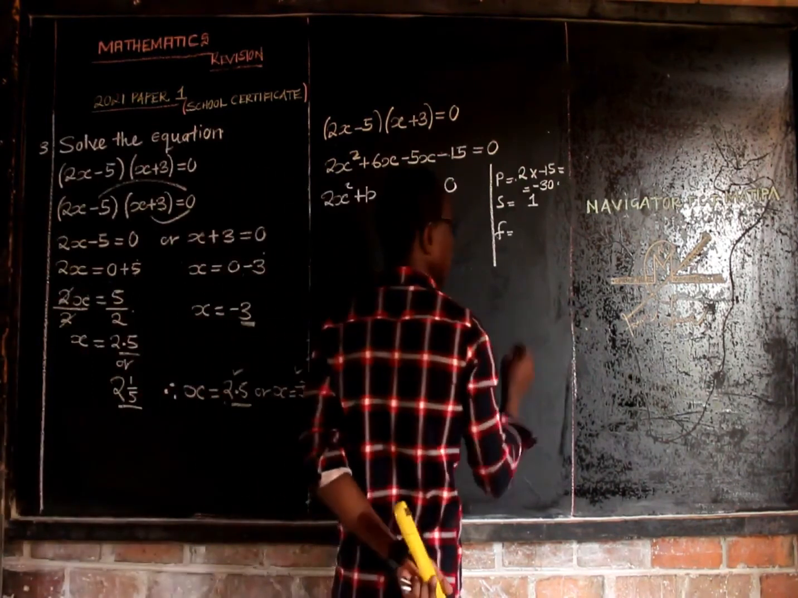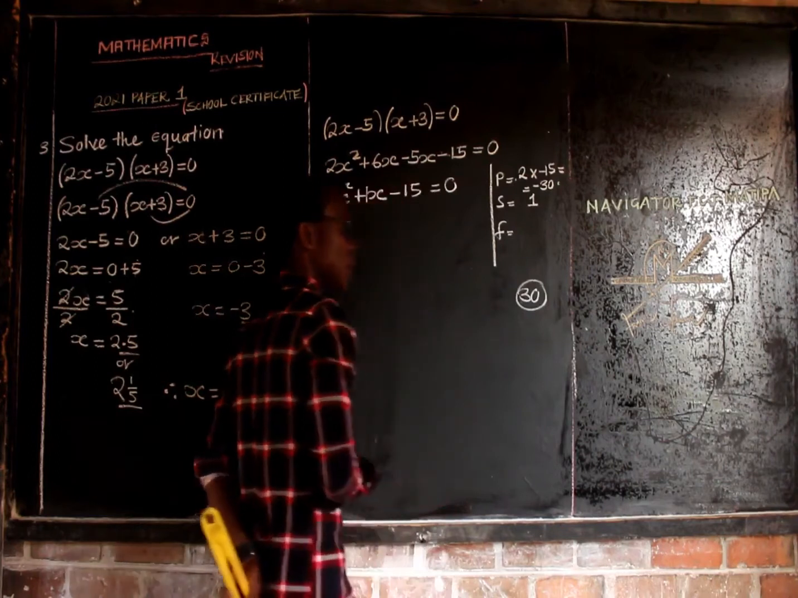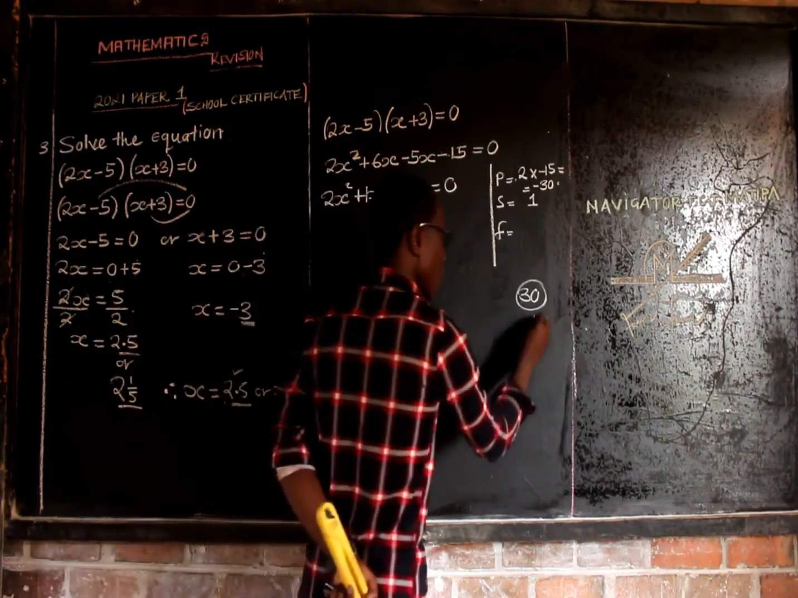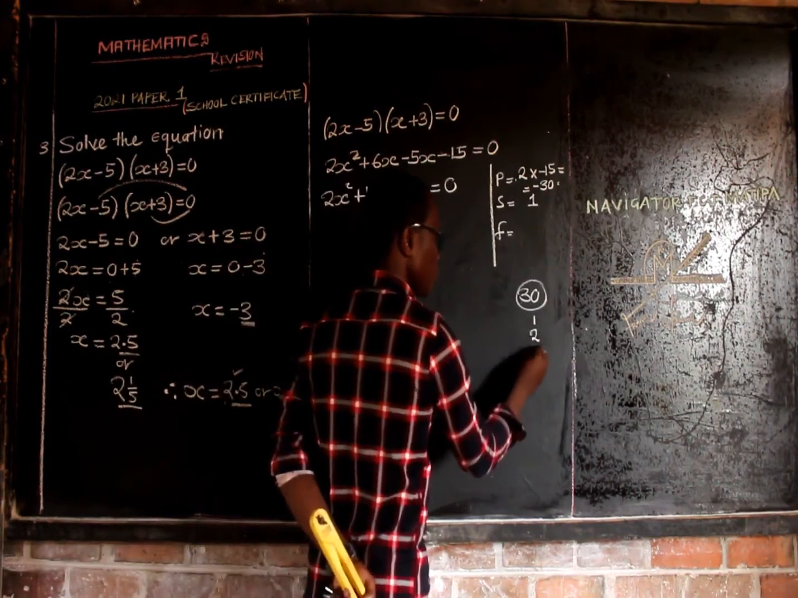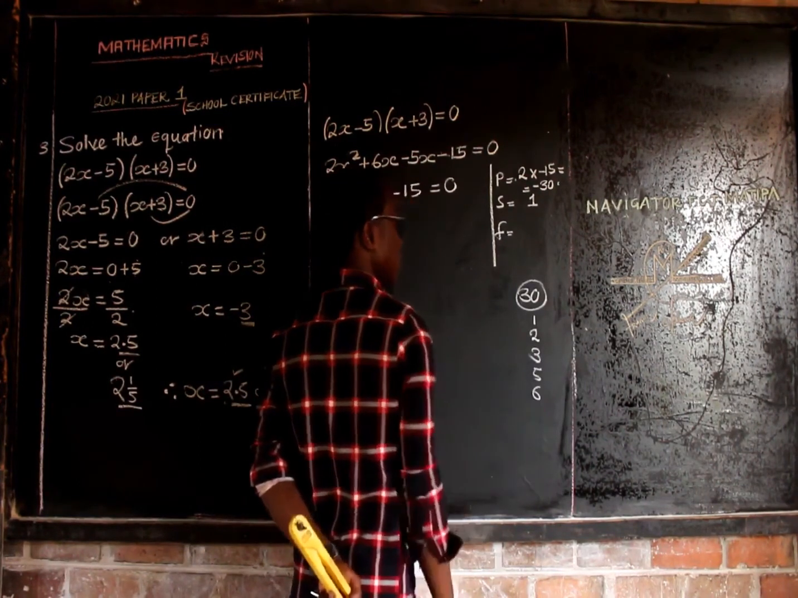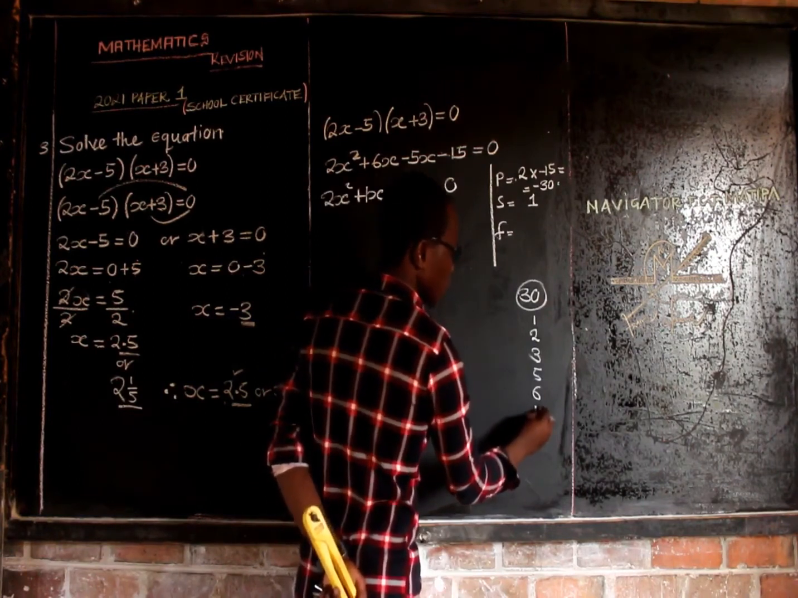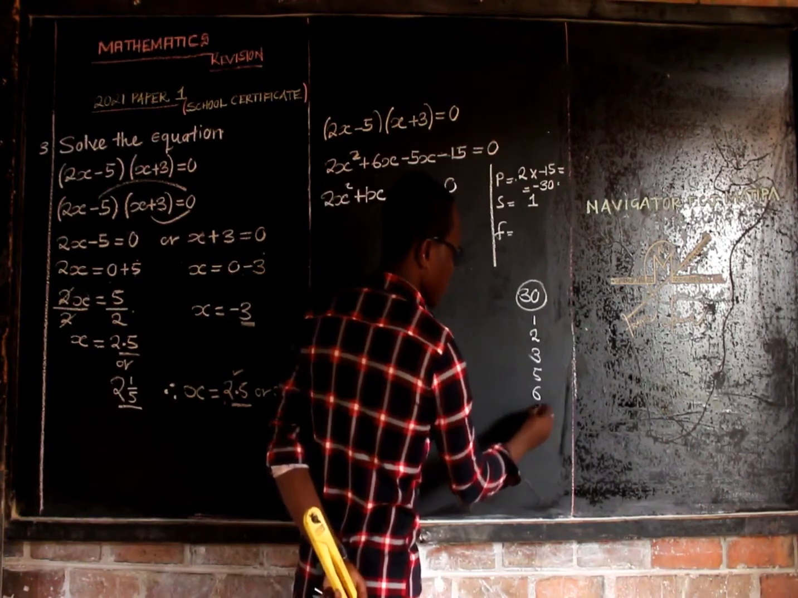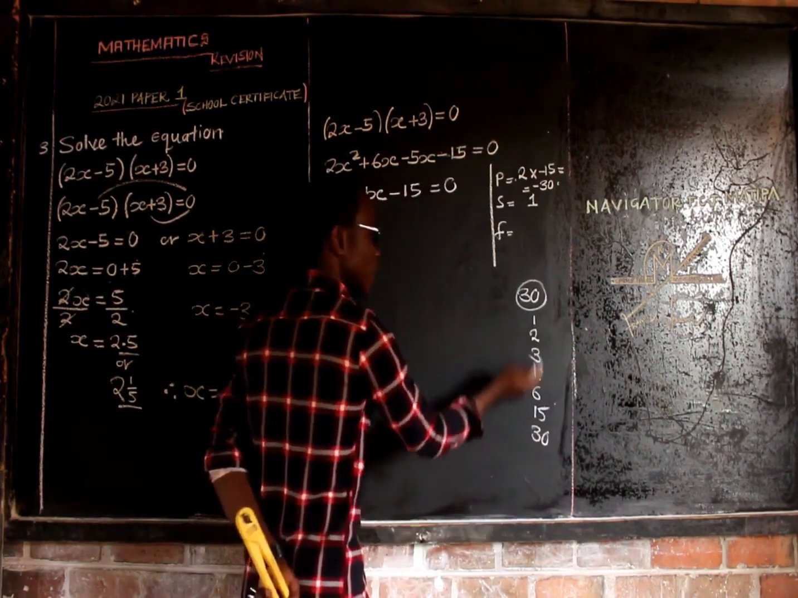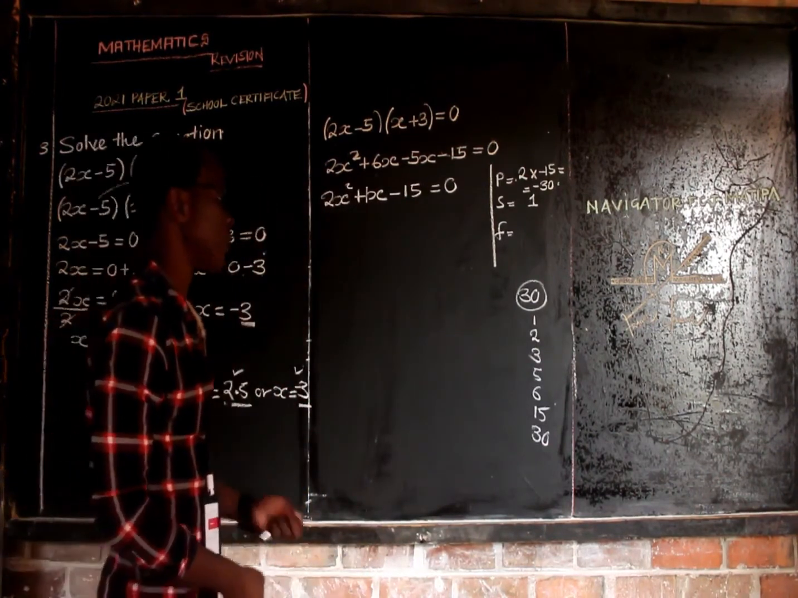Factors of 30. 30 has got a lot of factors. It has got 1, 2, 3, 5, 6, 10, then 15, then it has 30. So these are some of the factors of 30, numbers that can go into 30 without leaving a remainder.